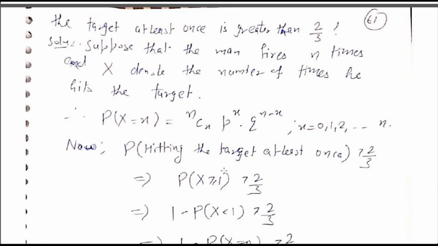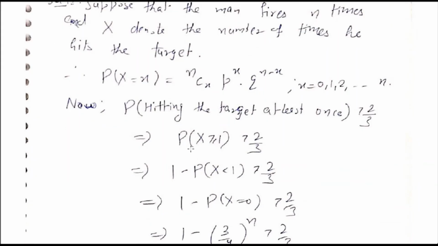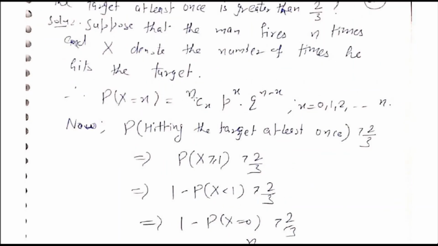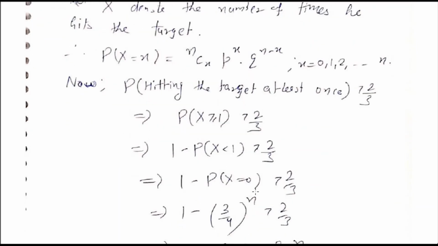But we don't know the number of hits. So that's why we will write the probability of x greater than or equal to 1 as 1 minus probability of x less than 1, which is greater than 2 by 3. x less than 1 means probability of x equals 0, because x denotes the number of times he hits the target, so it can't be negative. So x less than 1 means there is only one option, that is x equal to 0.